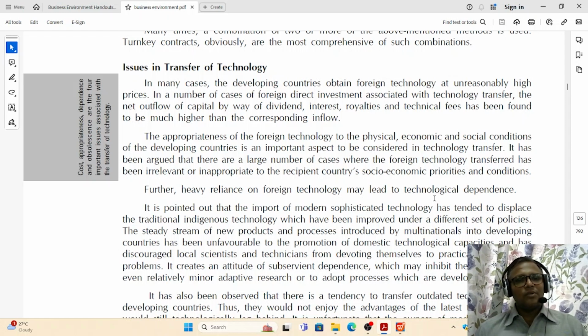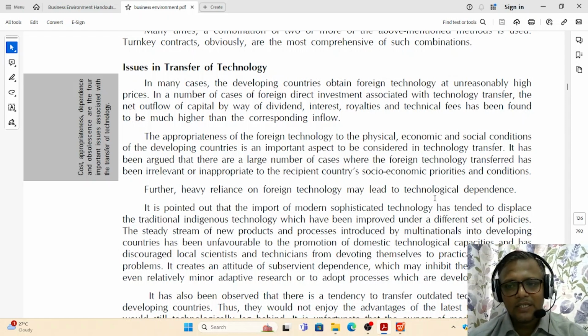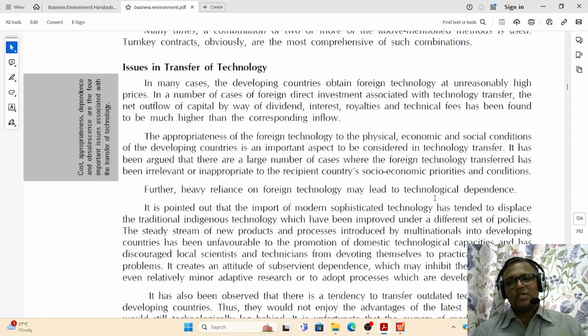It has been argued that there are a large number of cases where foreign technology transfer has been irrelevant or inappropriate to the recipient country's socio-economic priorities and conditions. Further, heavy reliance on foreign technology may lead to technological dependence. It is pointed out that the import of modern sophisticated technology has tended to displace the traditional indigenous technology which has been improved under a different set of policies.